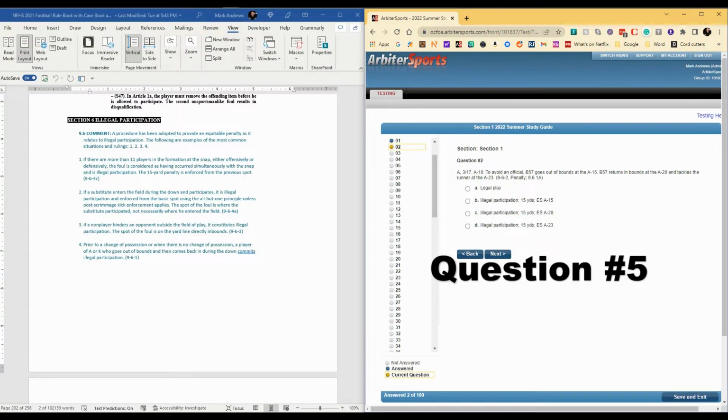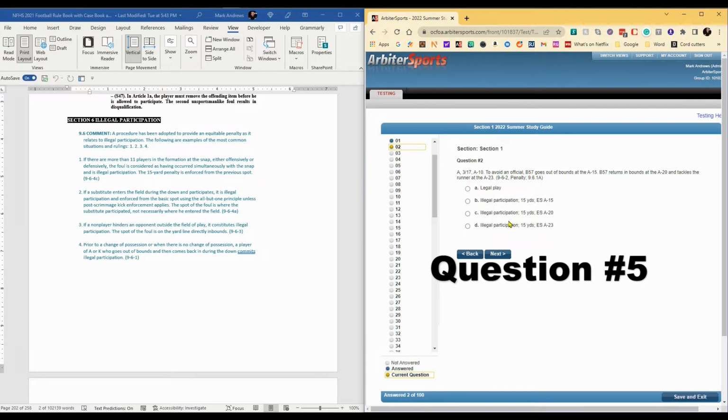All right, question number 2. A 3rd and 17 at the A10. To avoid an official, B57 goes out of bounds at the A15. B57 returns inbounds at the A20 and tackles the runner at the A23. So is that a legal play? Is it a legal participation? And if so, where is the enforcement spot?